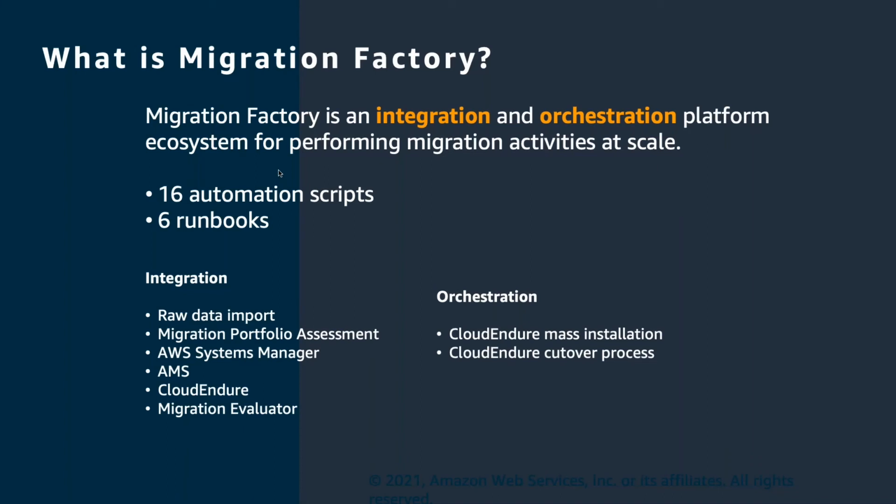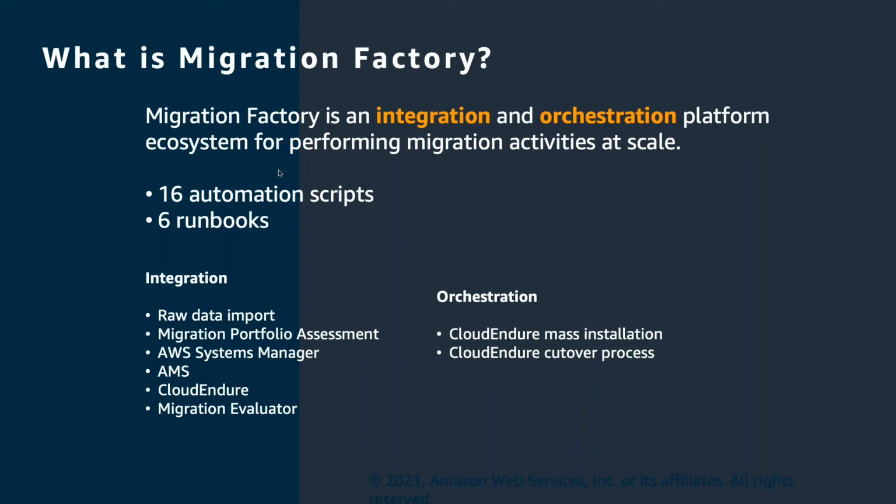Now, that is what we talked about. MGN was for a single machine, right? So again, there is a lot of automation built in. But when we talk about, let's say, thousands of machines, then a little bit of additional automation is always helpful. So this is where something called the Migration Factory comes into play.